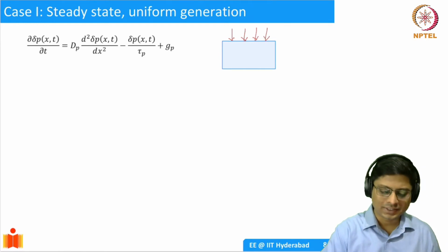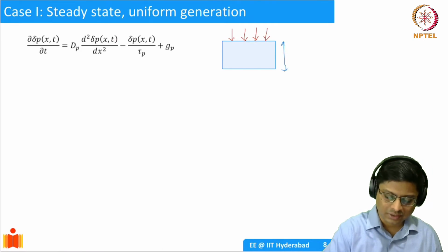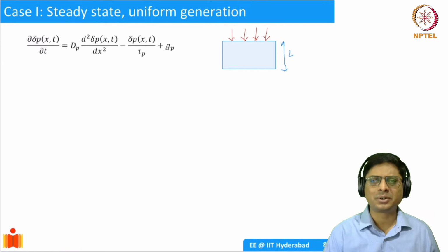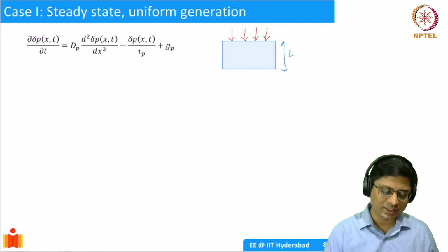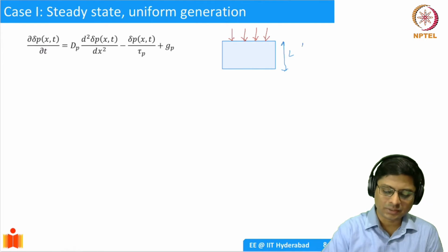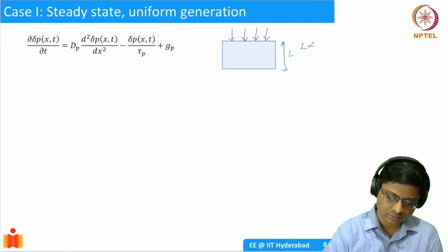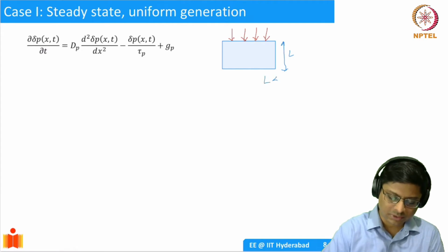Let's assume this is the thickness of the semiconductor, L. I'm drawing it in 2D, but it is equally applicable to 3D, because I'll only need to look at the carrier flow in one direction here. So let's assume that L is much smaller than the absorption length, L absorption.